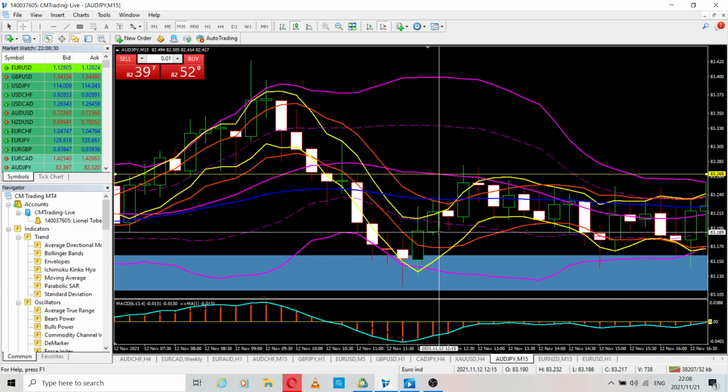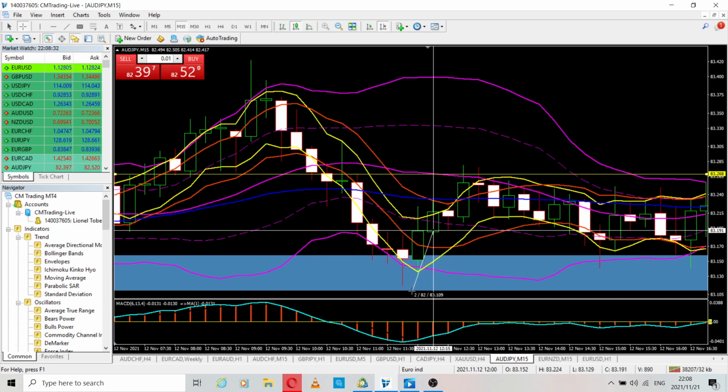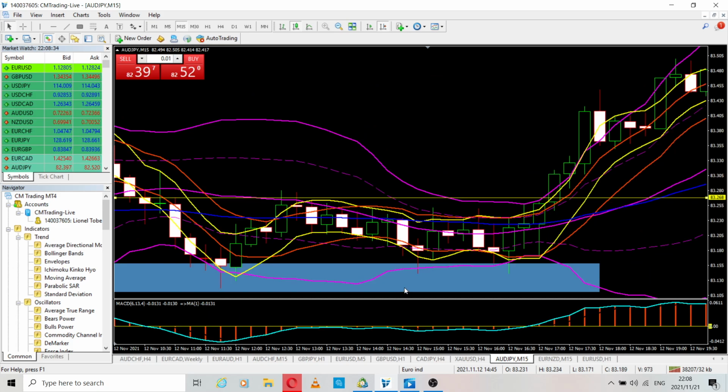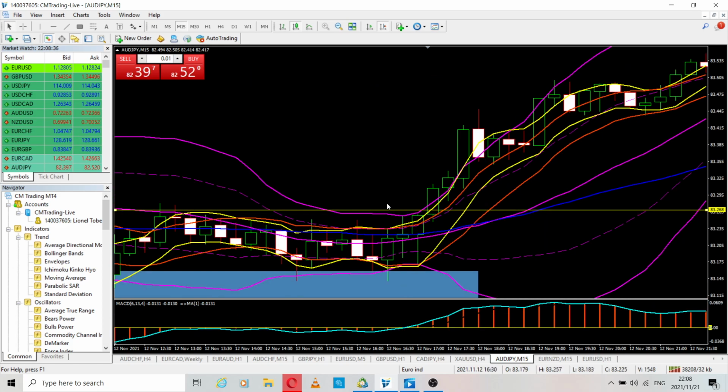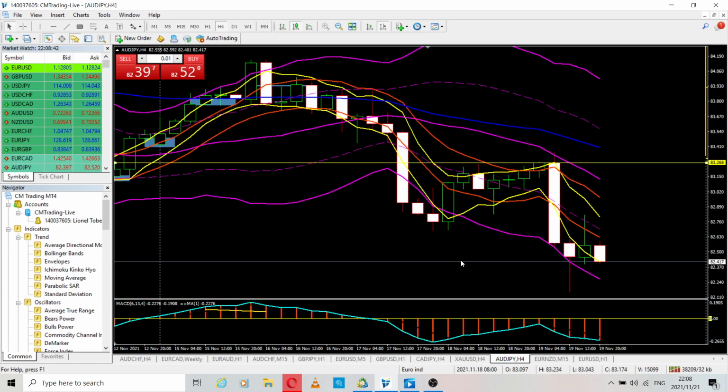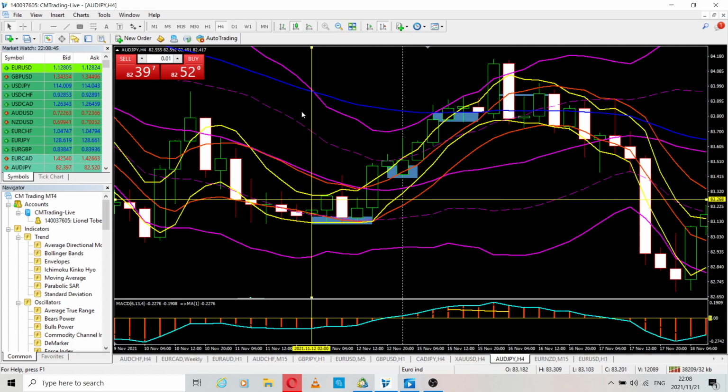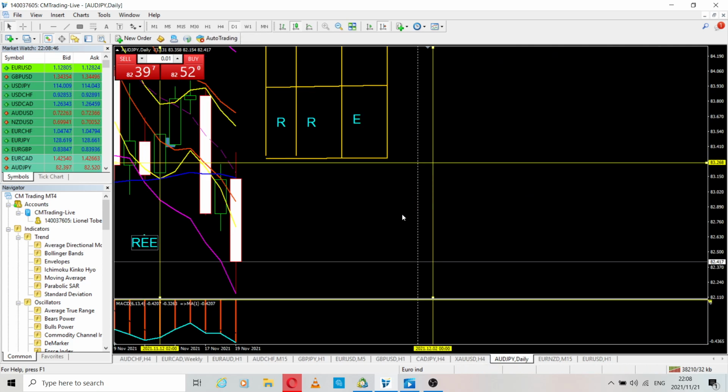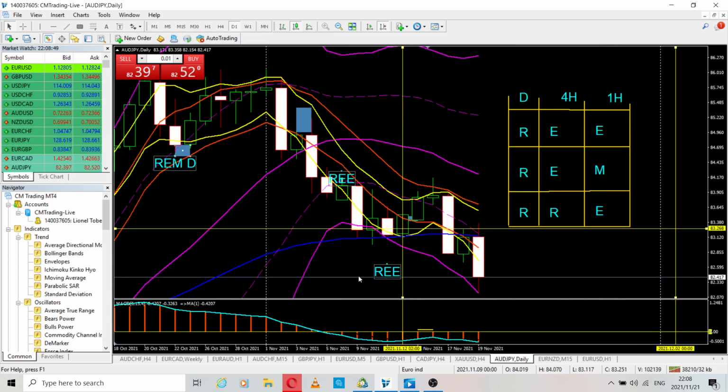So this will be our entry there. Stop loss below this low. Then look at this, the market went up. So that's that. Then we move to another one. Let's check another one and see where we can get another one. So we were here. So let's look at this one here.